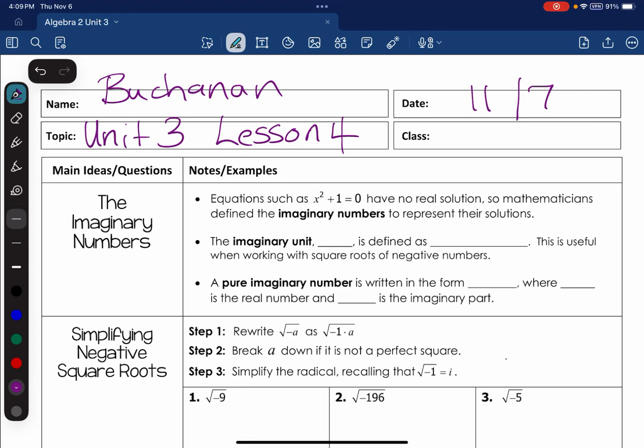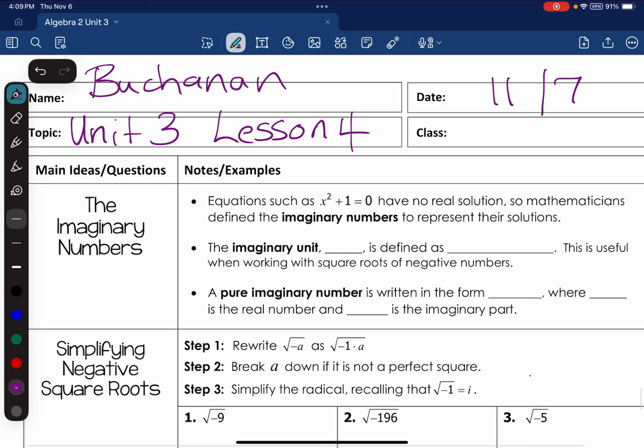Hello, we are continuing right along in our lessons in Unit 3. Remember, this unit is all about solving quadratic equations. In this unit, we have some nuanced things that we have to learn, like last lesson, simplifying radicals. In this lesson, lesson 4, we're going to learn about what mathematicians call imaginary numbers. Okay, so first of all, let's define what are called imaginary numbers.